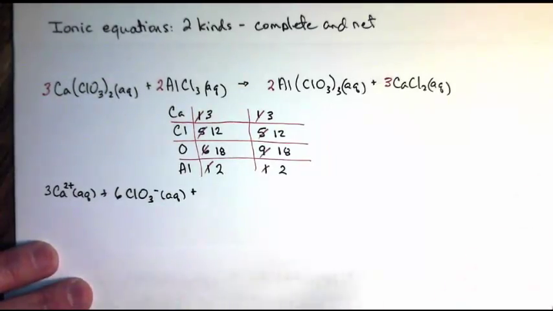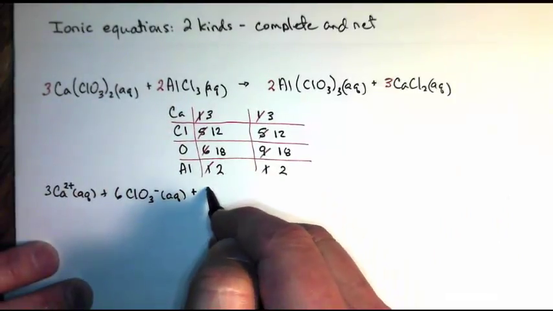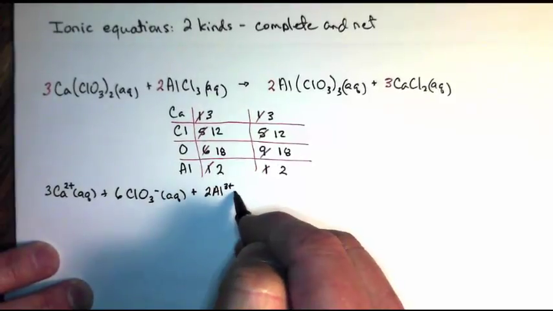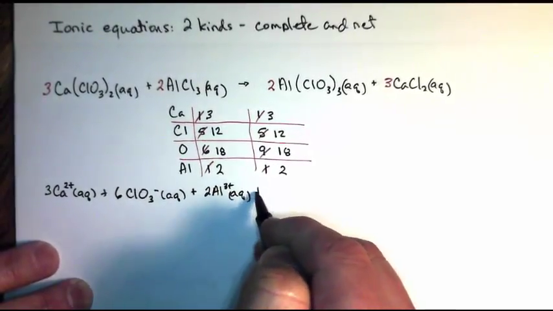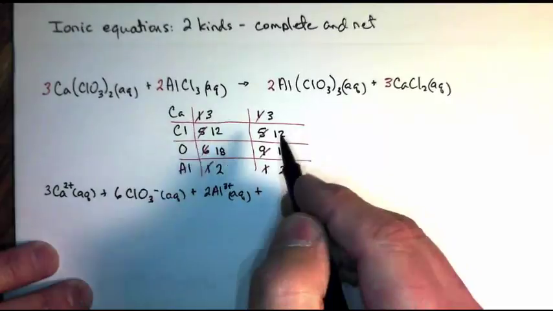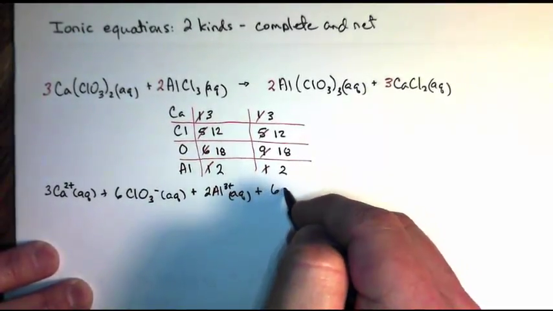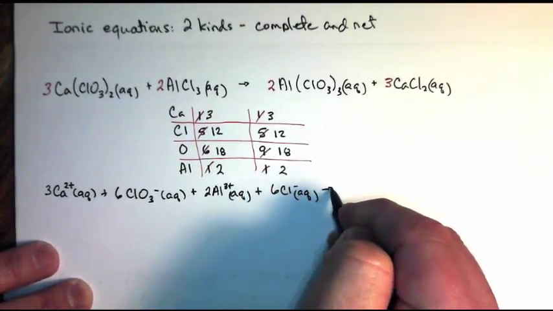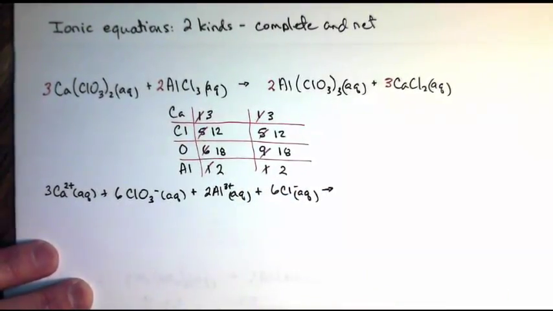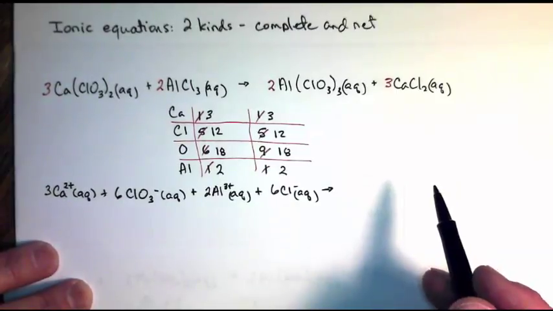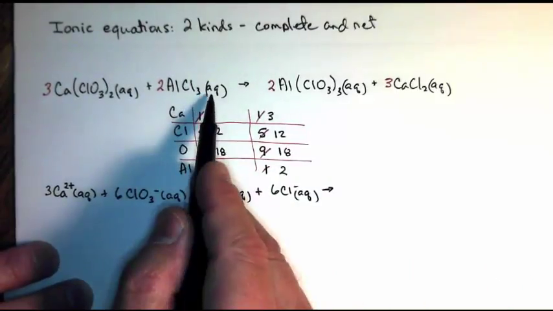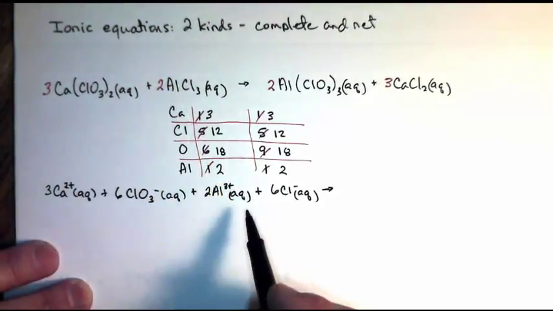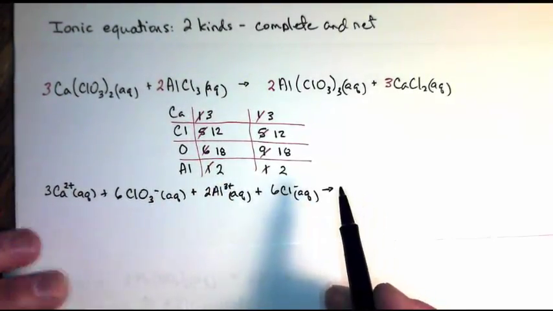Let's see how you did. I see 2 aluminum ions. They each have a 3+ charge. And I have 6 chlorine ions, or chloride ions. Did you get that? Like I said, this is not really hard, is it? That's aqueous. If the formula unit is dissolved in water, then the ions have to be dissolved in water because that's how they happen.